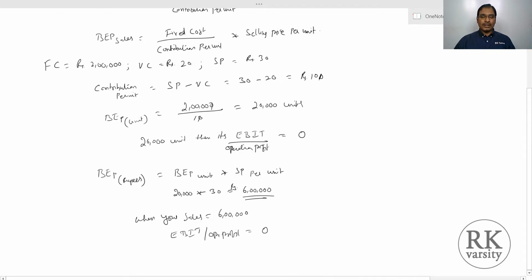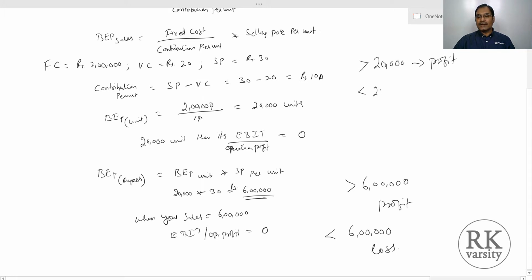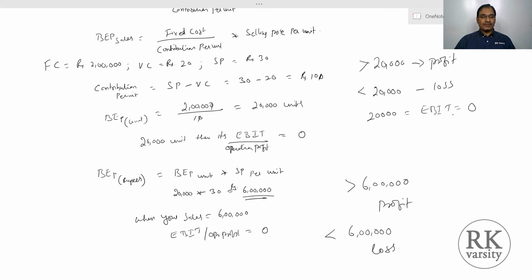That means to earn a profit, your sales should be greater than 6 lakhs. If sales are greater than 6 lakhs, then you will make a profit. If your sales are less than 6 lakhs, then you will incur a loss. Similarly here in units, if you sell more than 20,000 units, you will make a profit. If your sales are less than 20,000, you will incur a loss. And if sales equal 20,000, then your EBIT equals 0. So this is the importance of a break-even point in terms of units as well as in terms of sales.